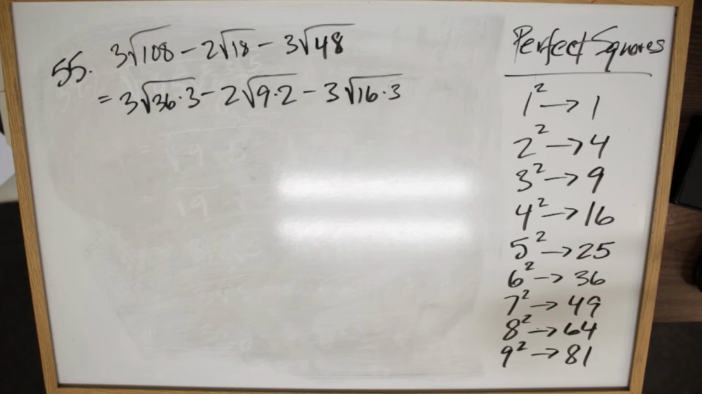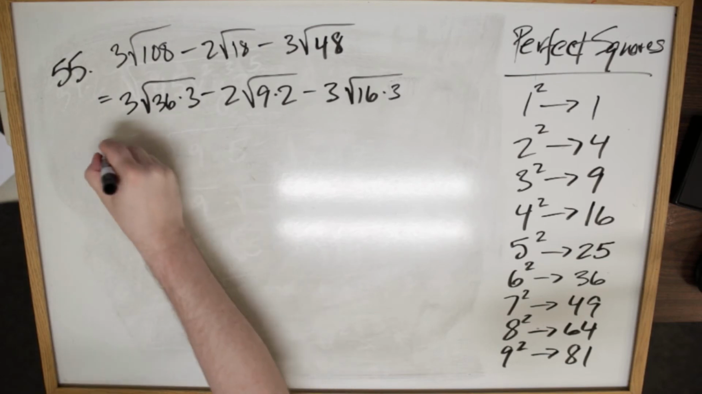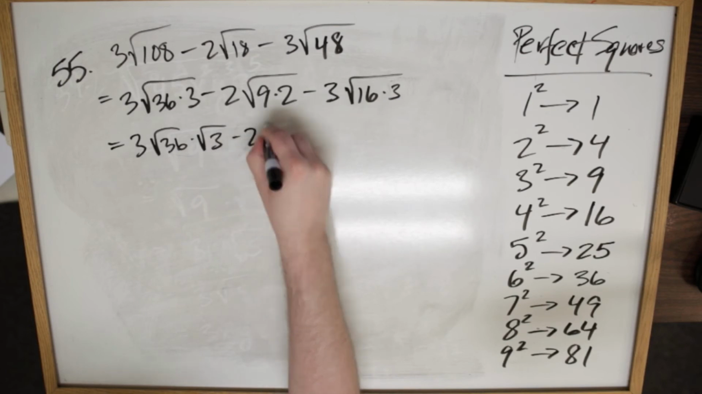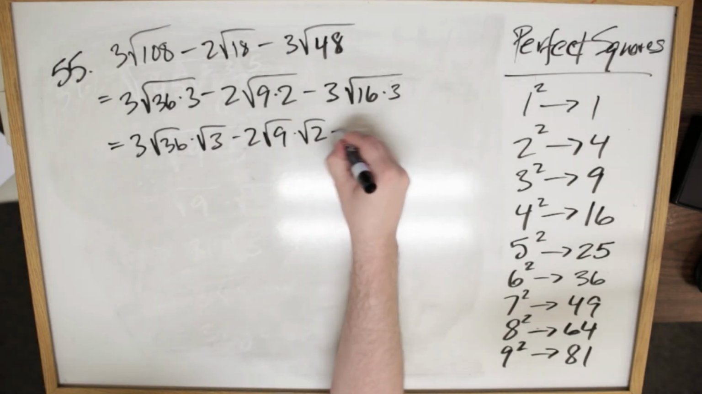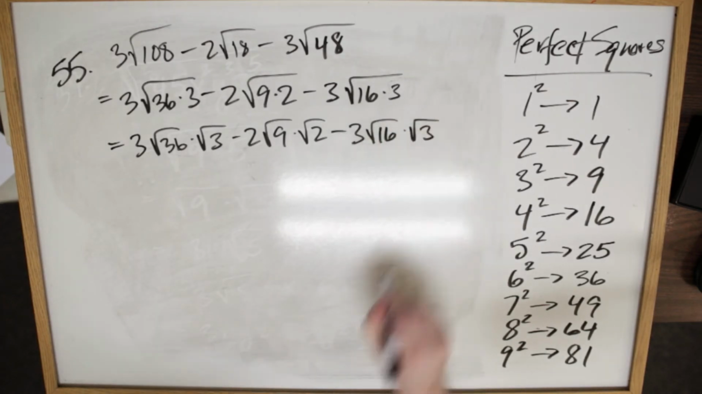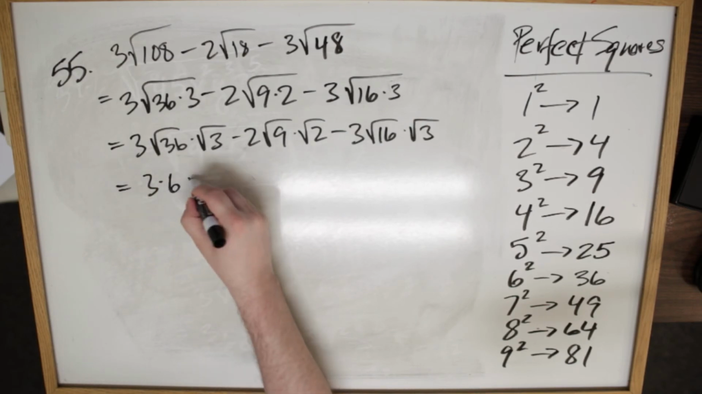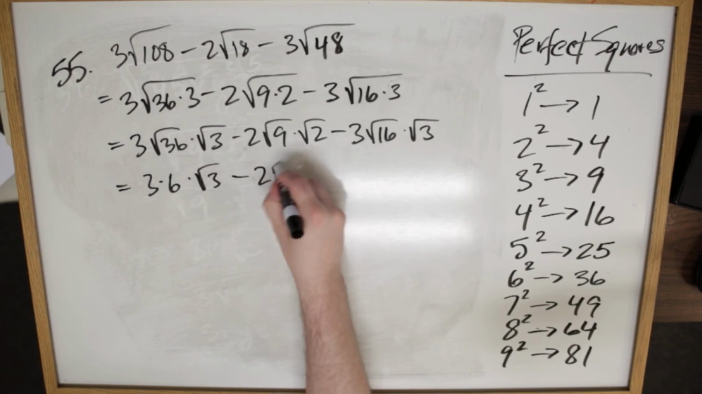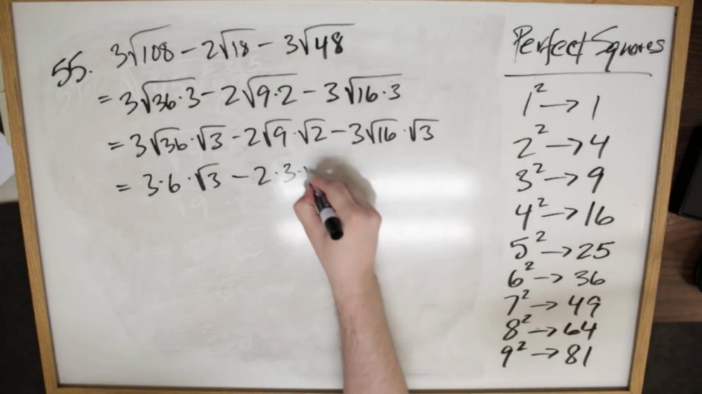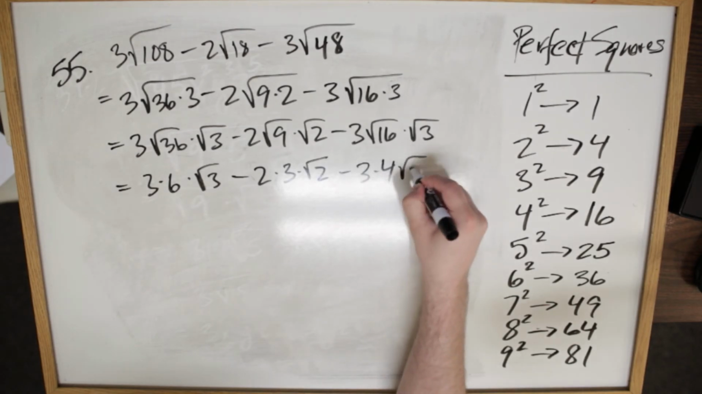So you do have these numbers sitting out in front, and then you have the square roots of each. So this is the same as 3 square root 36, square root 3, minus 2 square root 9 times square root 2, minus 3 square root 16, square root 3. Okay, so 3 times square root of 36 is going to be 6, minus 2 times square root of 9 is going to be 3, minus 3 times 4 square root 3.